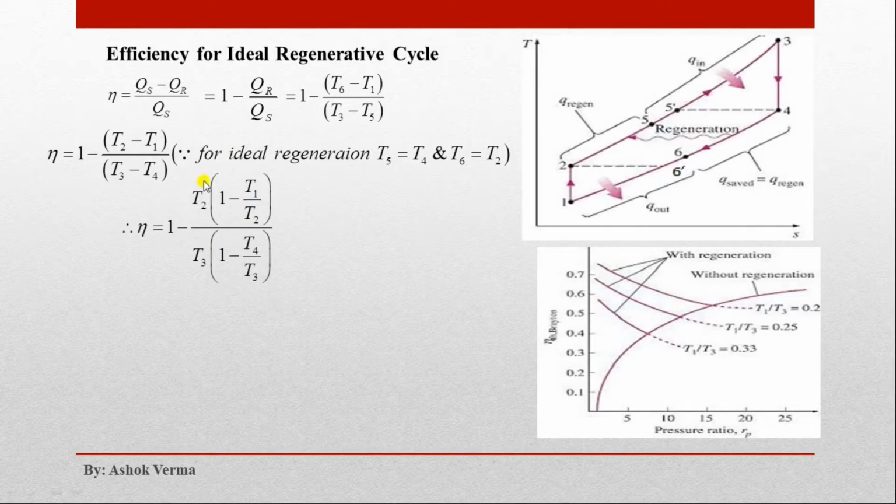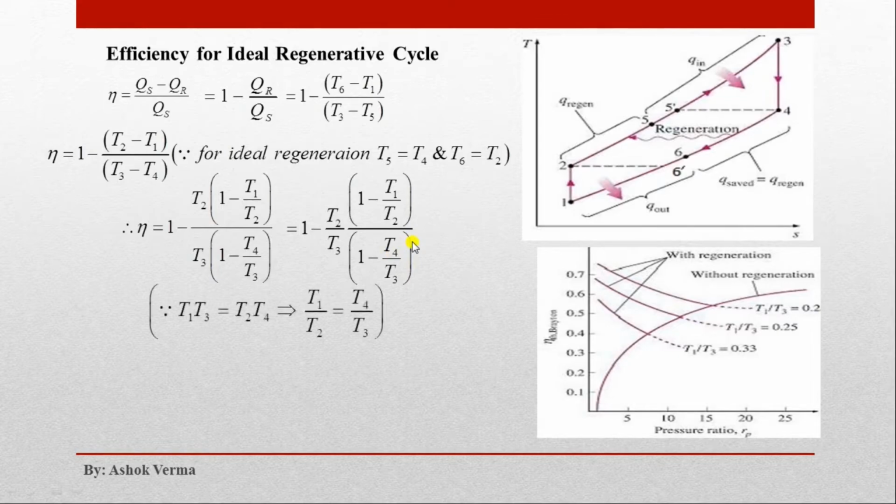And here we are taking common T2 from the numerator. So this will be 1 minus T1 by T2 and T3 into 1 minus T4 by T3. So this will be 1 minus T2 by T1 into 1 minus T1 by T2 upon 1 minus T4 by T1. And we have derived this equation in the previous lecture.